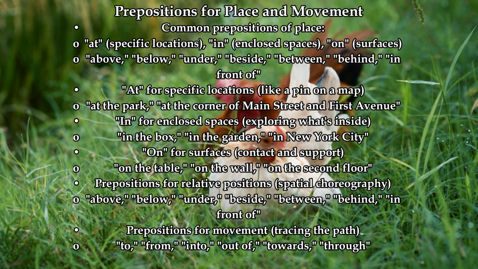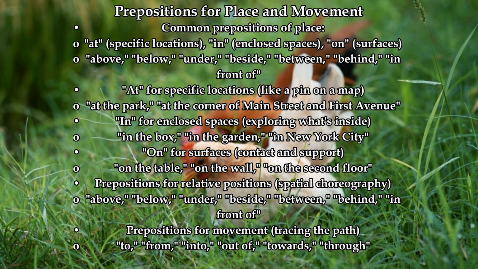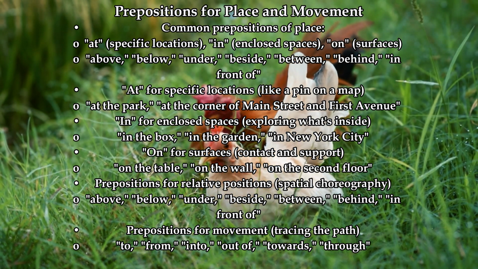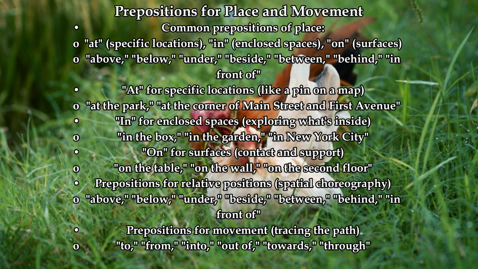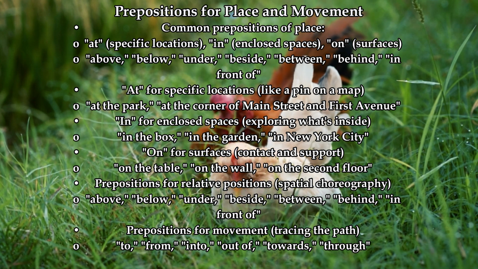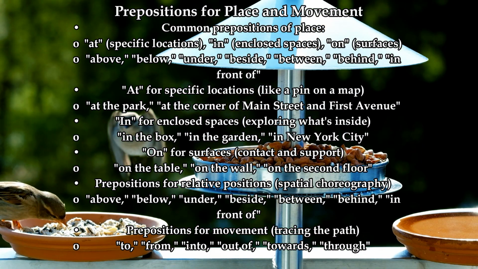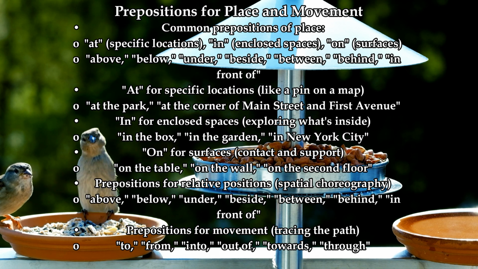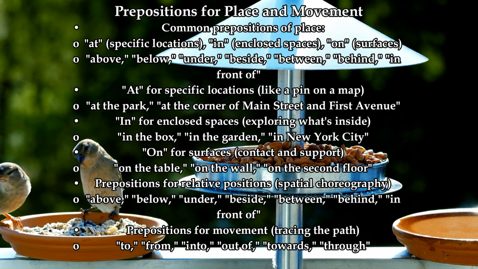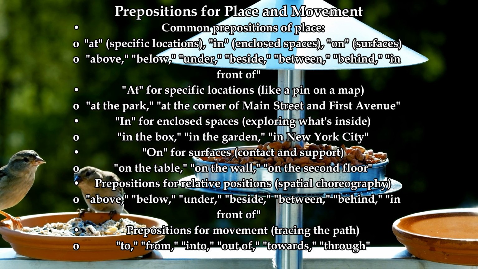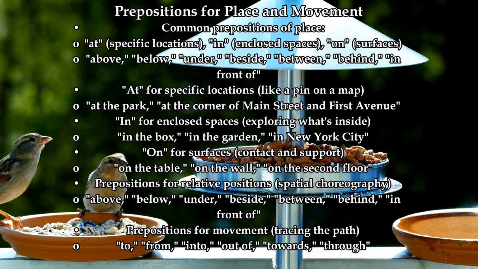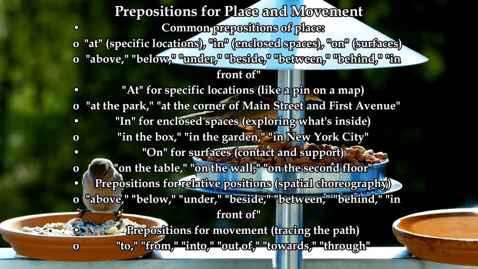We use at for specific locations, like at the park, at the office, or at the corner of Main Street and First Avenue. It's like dropping a pin on a map to mark the spot. In comes into play when we're talking about enclosed spaces, like in the box, in the garden, or in New York City. It's a preposition that invites us to explore what's inside.